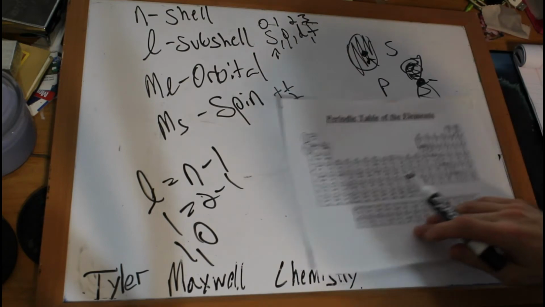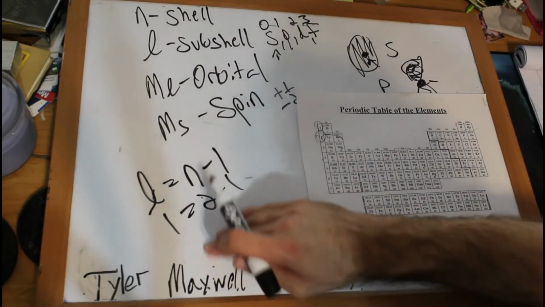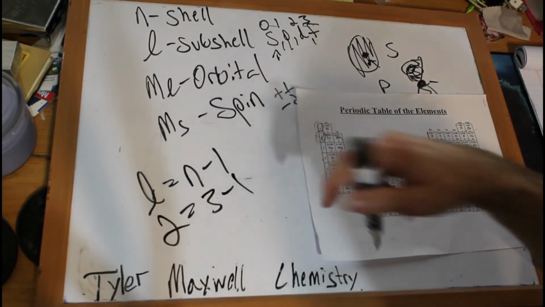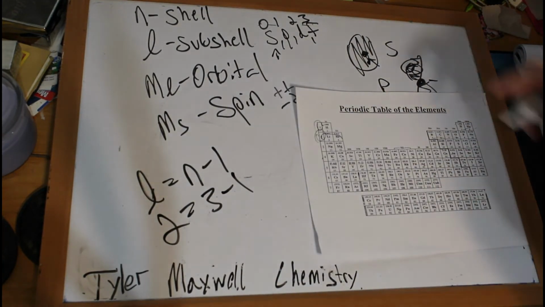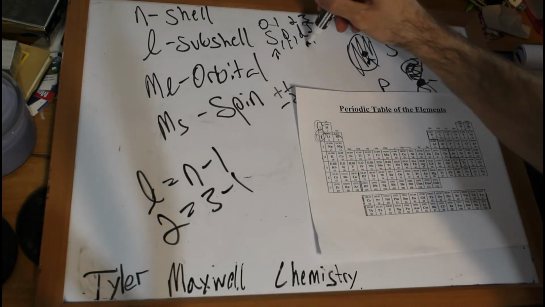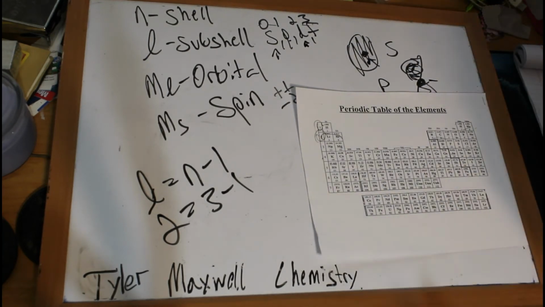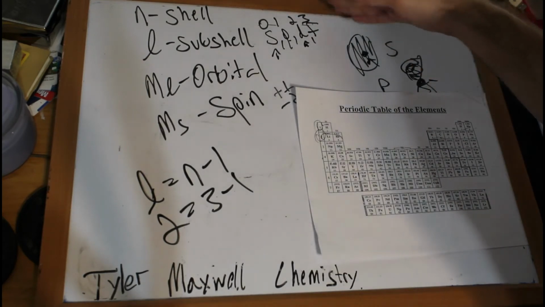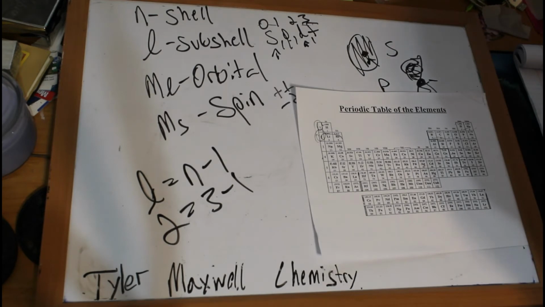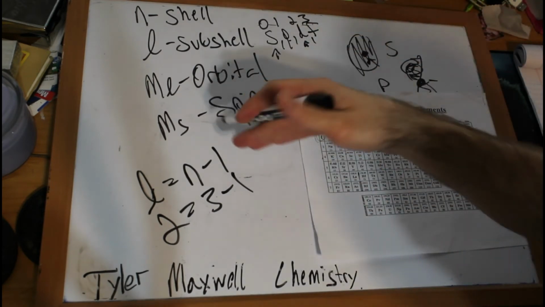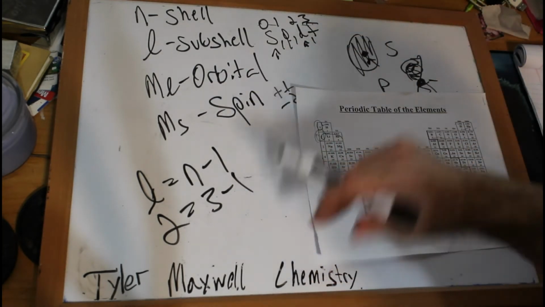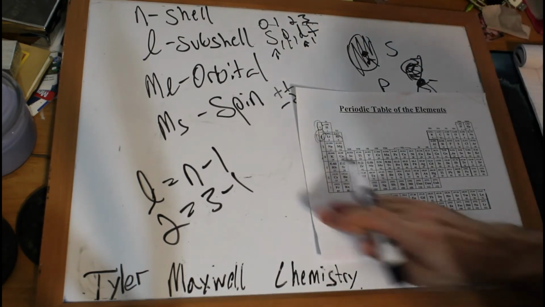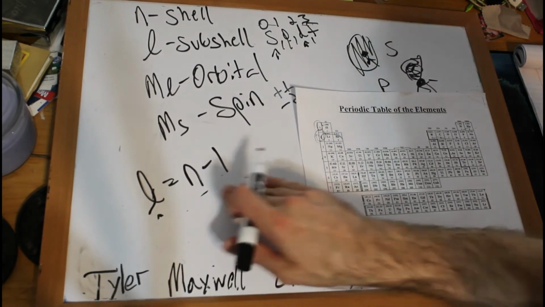So if our first one for D is n is equal to 3, then 3 minus 1 is 2. So at energy level 3 we can have S, P, and D subshells, or electrons in those subshells. And if our n is equal to 4, then we can have F electrons too. But that's the general rule: n minus 1 is the possible subshells that you can have for an electron of that energy level.